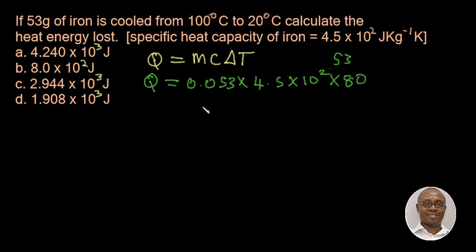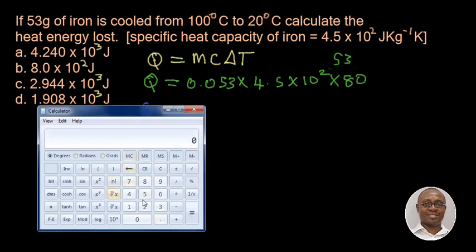Alright, good. So now let us go ahead to do the multiplication. So if we punch on our calculator, this is what we're going to arrive at. So now we punch 0.053 times 4.5 times 80. Mind you, I left the 10 raised to power 2 on one side.